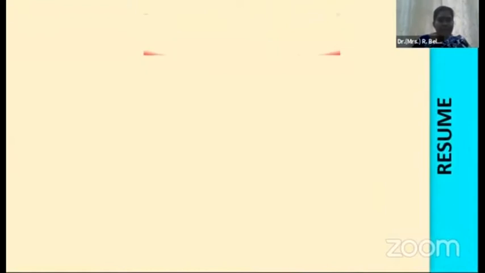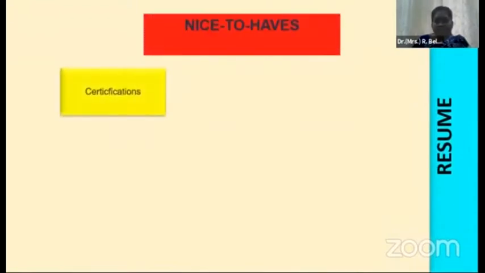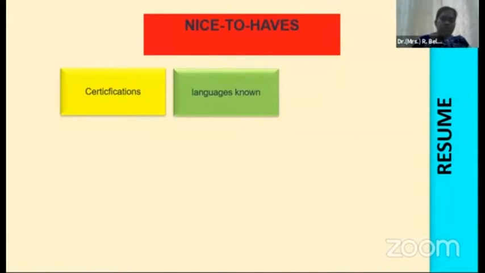Next, these are things which are nice to have in your resume. If you have them, it is always good to have them there. Certifications: I have done Six Sigma certification, I've done 5S certification. All these certifications you can add. Languages known: some companies ask for students who know French, Hindi, Telugu or something like that. So please mention languages known.